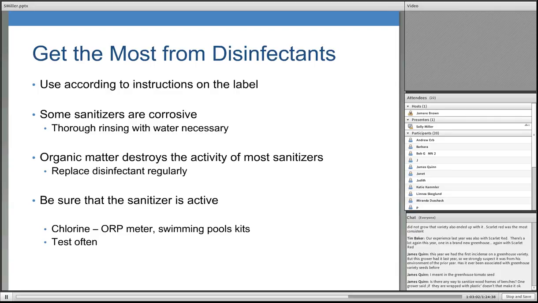Okay. Now, we have seen growers who are using chlorine, and we see this pretty often, and they're sort of guessing when the sanitizer is active, but chlorine is really easy to check. There are meters that you can buy. This is an oxidation reduction potential meter. It will help you determine the parts per million. Also, even swimming pool kits can be used. So it's not very expensive to test, and the testing should be done, particularly if you're using something like chlorine for sanitation.